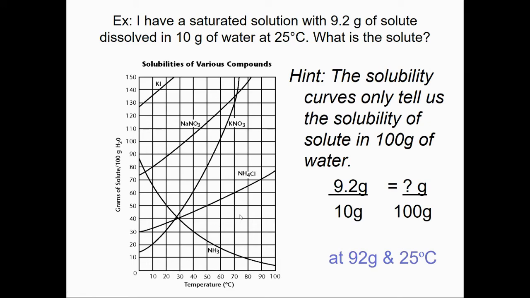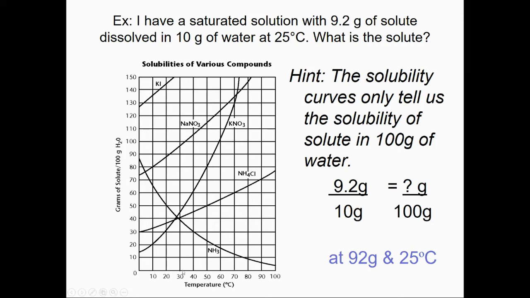Okay, let's try another one. I have a saturated solution with 9.2 grams of solute dissolved in 10 grams of water at 25 degrees Celsius. What is the solute? This one's a little bit more complicated. First of all, we have 10 grams of water. We don't have 100, so whatever we find, we're going to have to multiply by 10 to get it to 100 grams of water. So we're looking for a bit more.